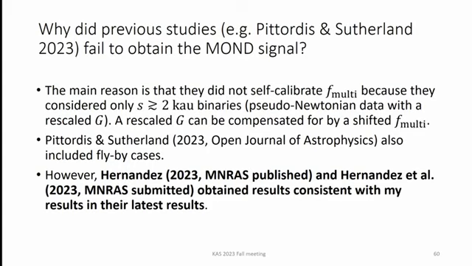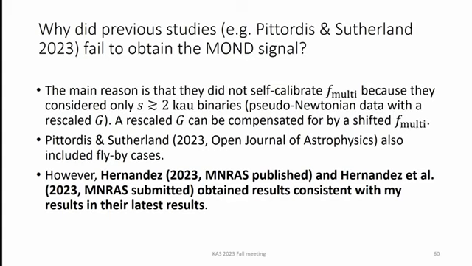So why did previous studies, for example Pittordis and Sutherland, fail to obtain the Mond signal? The wide binary test has been around for more than 10 years. The main reason is that they did not self-calibrate this F multi, because they considered only this pseudo-Newtonian regime. So it is not surprising they obtained the Newtonian result, because it is pseudo-Newtonian with the rescaled Newton's constant, but this rescaled Newton's constant can be traded off by this F multi. So you can get a Newtonian result.